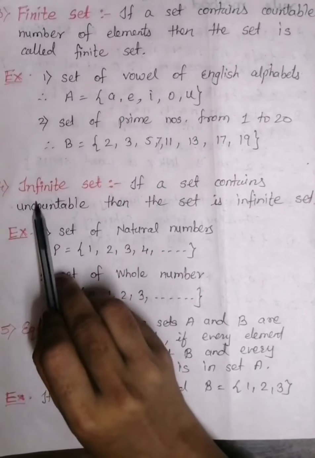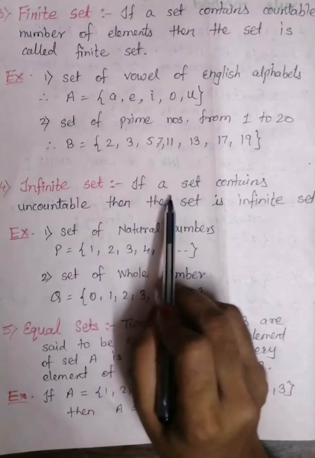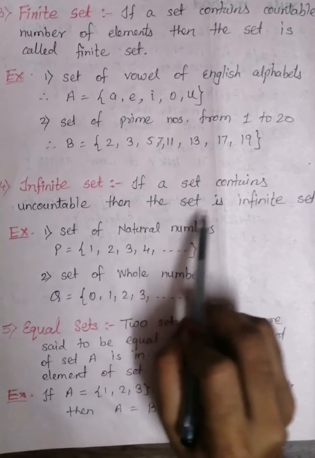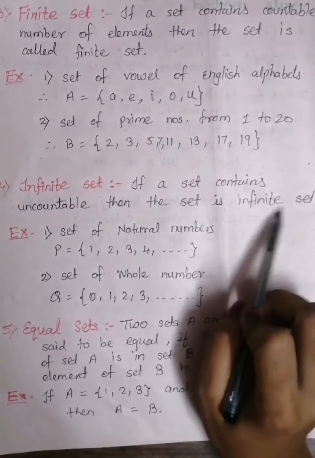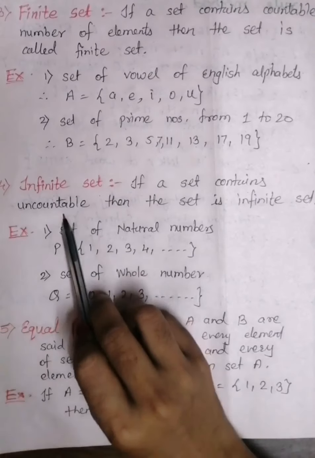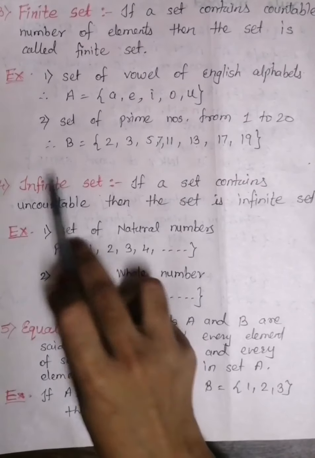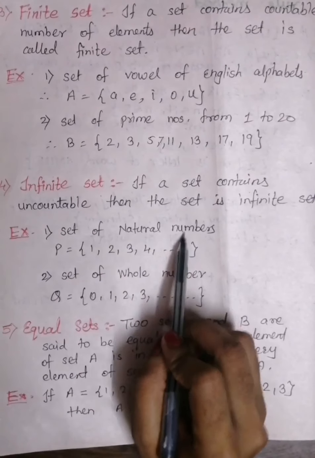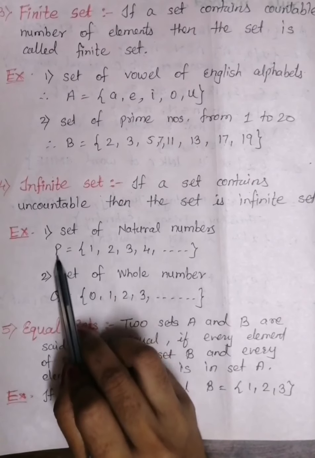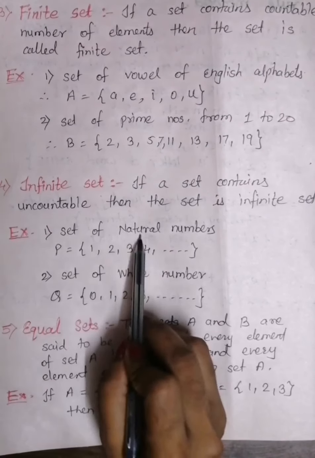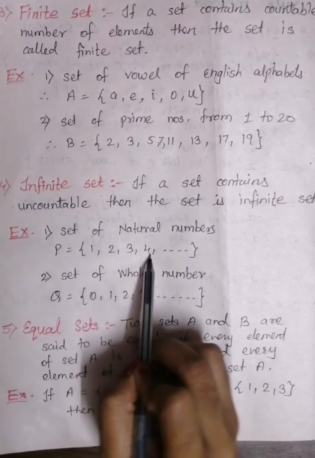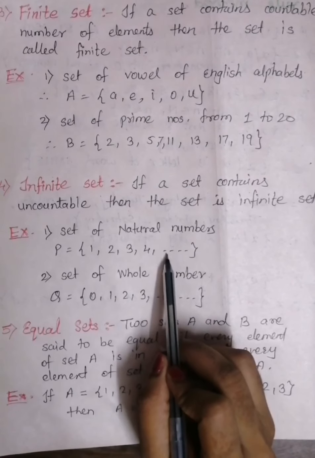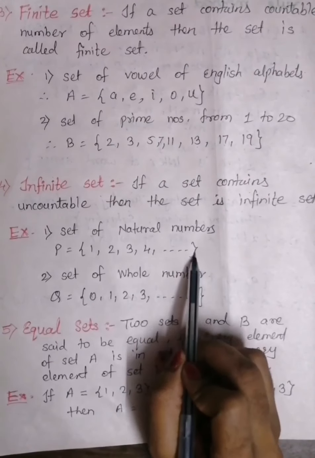Come to number 4, the infinite set. If a set contains uncountable numbers, then the set is an infinite set, right? In an infinite set there are uncountable numbers, so that set is called infinite. Look at the example, then you will be clear. Set of natural numbers, right? Take a set P equals, natural numbers start with 1, 2, 3, 4 up to infinity, right? Uncountable. That's why we write dotted points and close the bracket.